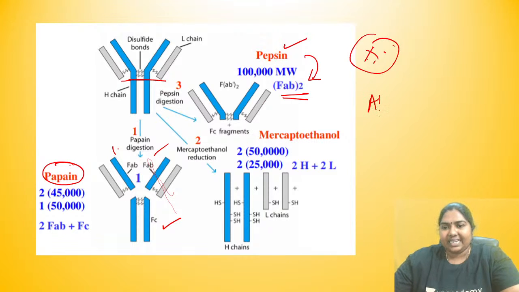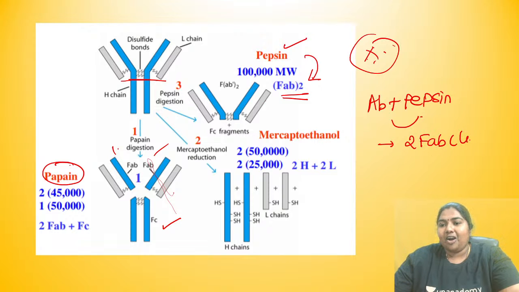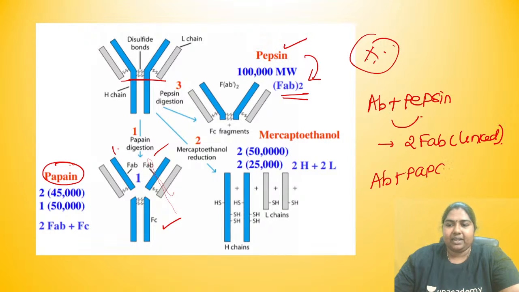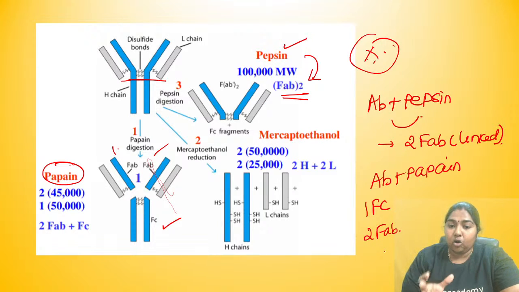So if I treat my antibody with pepsin, what will happen? Pepsin is going to give you 2 FAB, but they are all linked. If you treat this antibody with papain, it will give you 1 FC portion and 2 FAB portions, and they are all separated. So they are all alone.